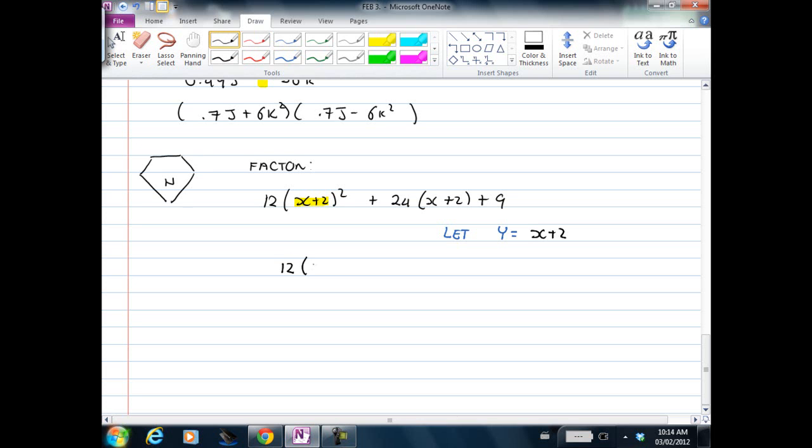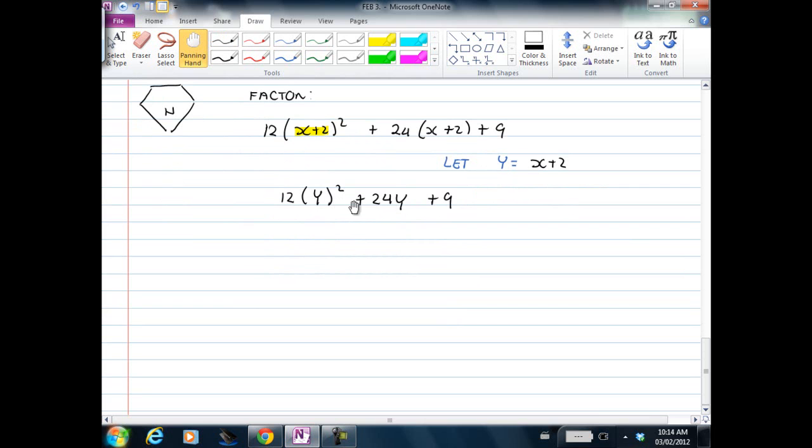So you write down 12y squared, see? No tricks. Plus 24y plus 9. I made something super complicated into something that's easier for everyone to work with. And all I did was one little step right here.